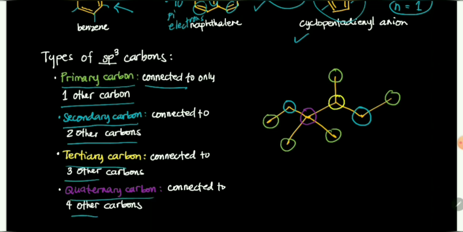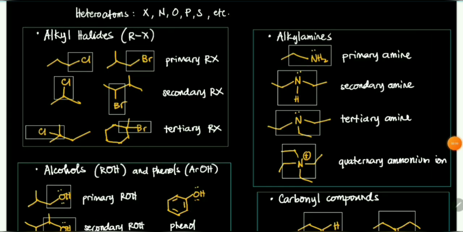So makikita natin dito sa example na yung mga green, okay, they are all primary carbons kasi sa isang other carbon lang sila nakakonect. Yung mga sky blue na to, those are secondary carbons kasi nakakonect sila sa dalawang other carbons. Okay? So, secondary din to kasi nakakonect siya sa dalawang other carbons. Yung yellow, makikita natin na isa siyang tertiary carbon kasi nakakonect siya sa tatlong carbons. The violet here is a quaternary carbon kasi nakakonect siya sa 4 na carbons. Okay? So now let's proceed to organic compounds with heteroatoms.